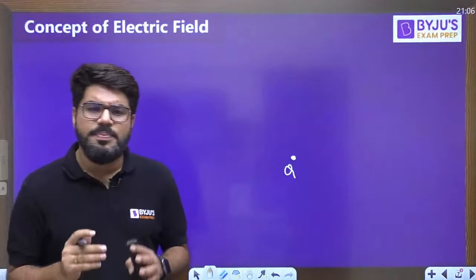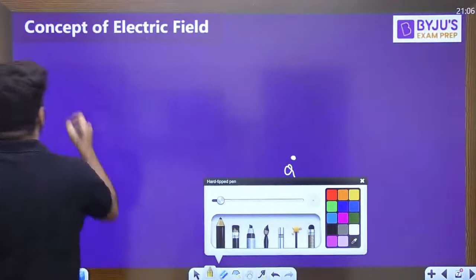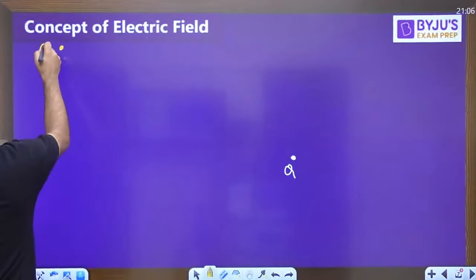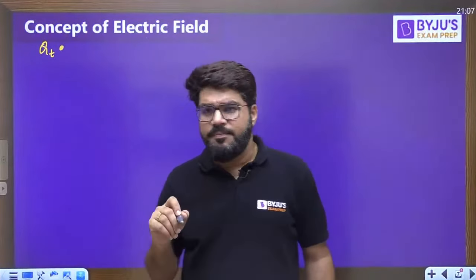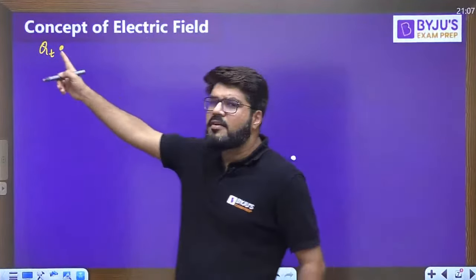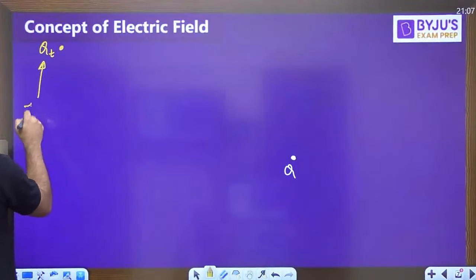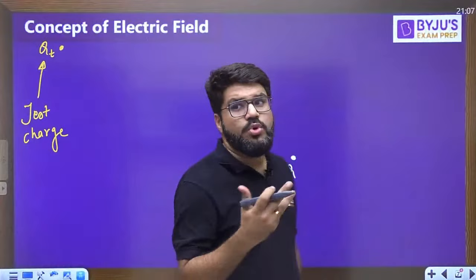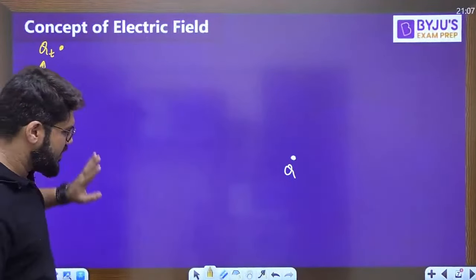There is only a single charge placed at a point in the space, and also I now take up another test charge. Let this test charge be QT. I now take up a test charge QT, which is initially far away from the original charge Q. Let this QT be known as the test charge, and this Q is the source charge.